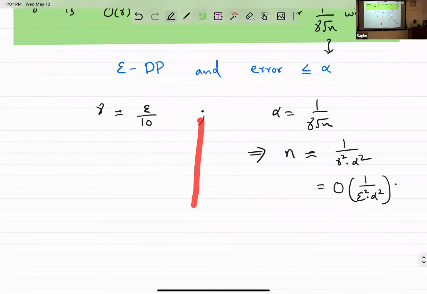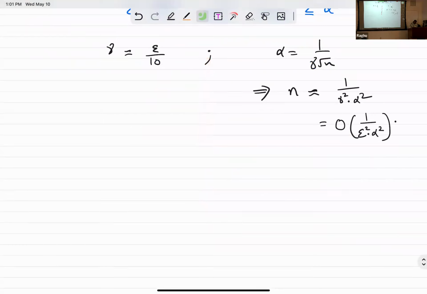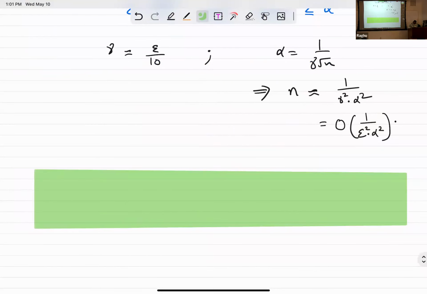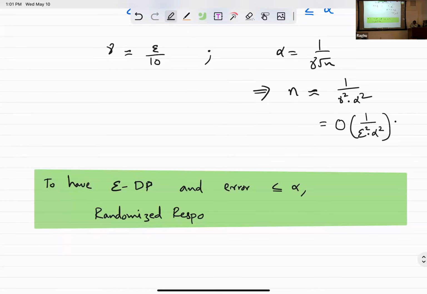So meaning, to have epsilon differential privacy and error less than or equal to alpha, randomized response needs the size of the database to be bigger than or equal to something like 1 over epsilon squared times alpha squared.